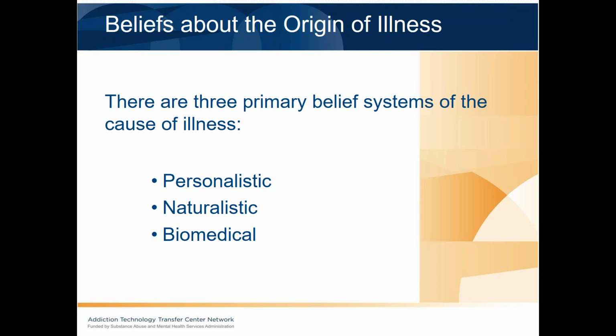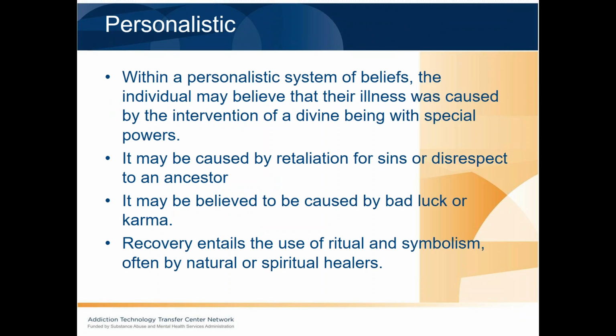So there are three primary belief systems of the cause of illness: personalistic, naturalistic, and biomedical. I'm going to describe them briefly here. Within a personalistic system of beliefs, the individual may believe that their illness was caused by the intervention of a divine being with special powers, maybe caused by retaliation for sins or disrespect, maybe believed to be caused by bad luck or karma. Recovery entails the use of ritual and symbolism, often by natural and spiritual healers. Now, we can hear this even within a Western environment, of people going, yeah, I have cancer.